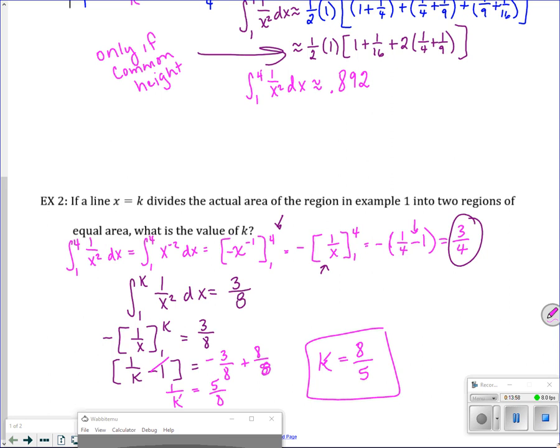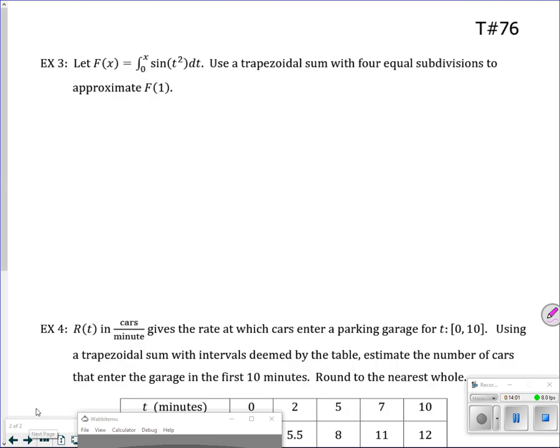All right, let's look at the next one. So you try this guy. Now look at what this is actually saying here. It says let f of x be, oh, goodness gravy. We're combining a few things. It says let f of x be that function defined as an integral. Use a trapezoidal sum with 4 equal subdivisions to approximate f of 1. Okay, what in the world is that even saying?